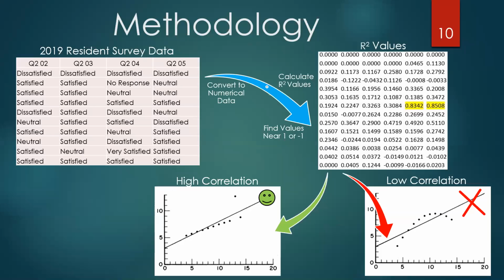So our goal with this is really to help the city of Winston-Salem by using the survey data to increase the effectiveness of the bicycle master plan. In order to start, we have to start with the survey. Before we could use the survey, we had to convert it to numerical data. Once we had everything like this, we plugged it into JMP Pro and we were able to calculate R-squared values.